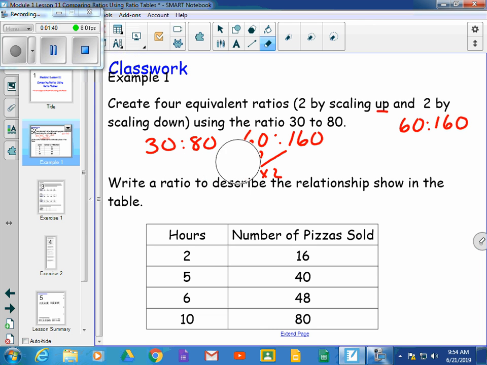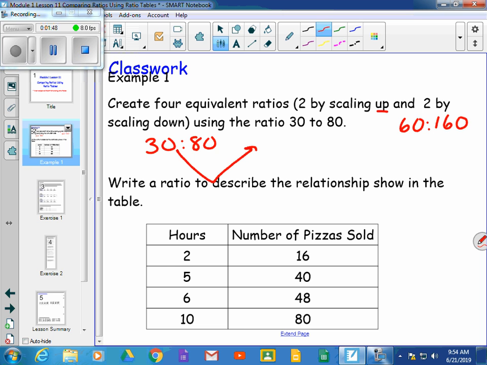Let's find another one where we scale up. Let's multiply both those terms by the same amount. Let's keep it simple. Let's go times 3. Three times 30 is 90. 80 times 3 is 240. So 90 to 240 is also an equivalent ratio to 30 to 80.